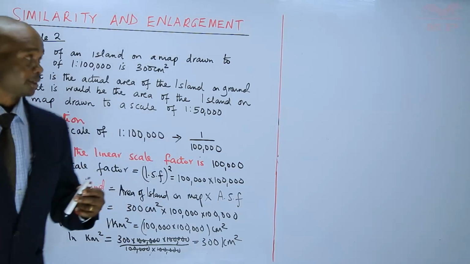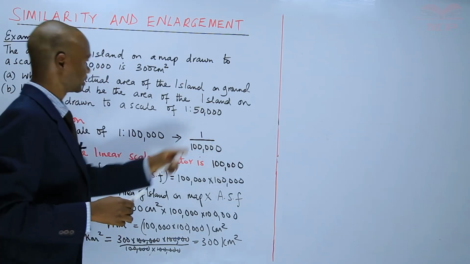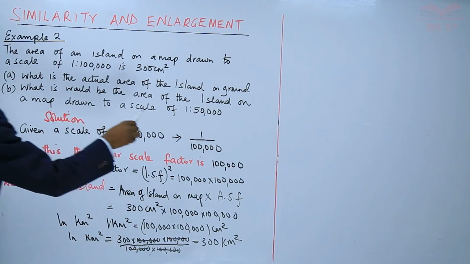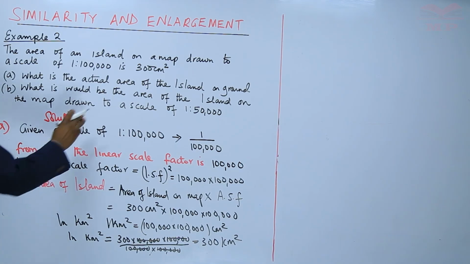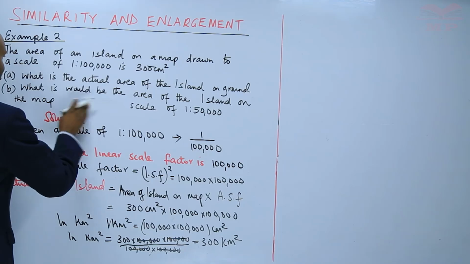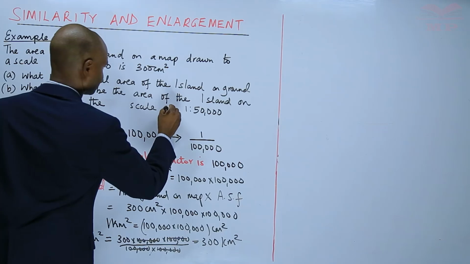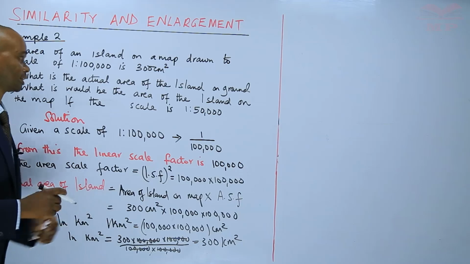What would be the area of the island on a map drawn to that scale? What will be the area of the island on the map? If the scale is that, you can just leave it in that to make the understanding easier.